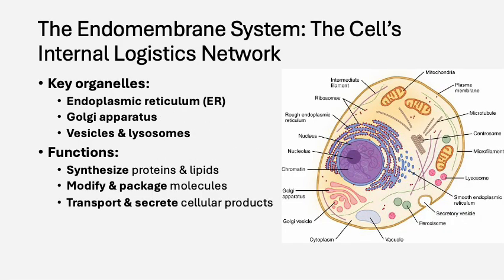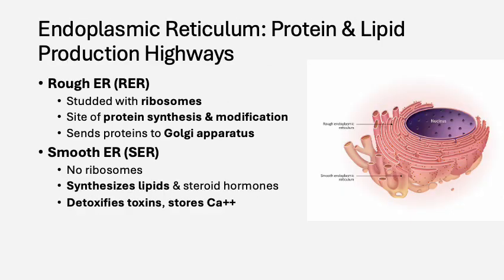The endomembrane system is a group of interconnected organelles that work together to synthesize, modify, transport, and degrade cellular materials. Key components include the endoplasmic reticulum, Golgi apparatus, vesicles, and lysosomes. Proteins and lipids are produced, processed, and directed to their appropriate destination through this system. Efficient coordination within the endomembrane system allows cells to maintain organization and meet changing functional demands.